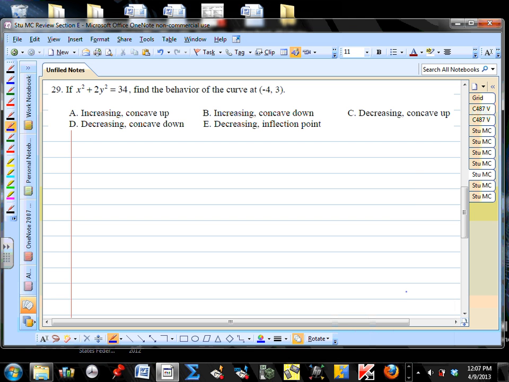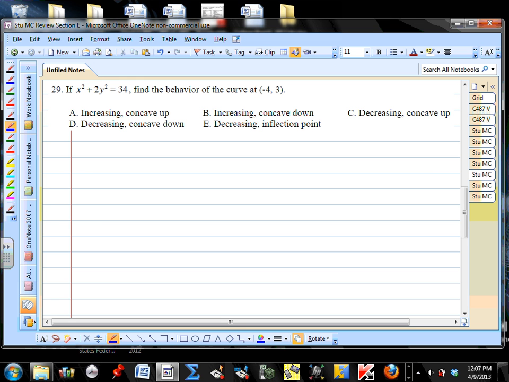Well, here we go. In problem 29, we're asked to discuss the behavior of a curve at the point when x is -4 and y is +3. If you're not sure what they mean by behavior of the curve, you look at the answer options, tell when it's increasing or decreasing, tell when it's concave up or concave down.